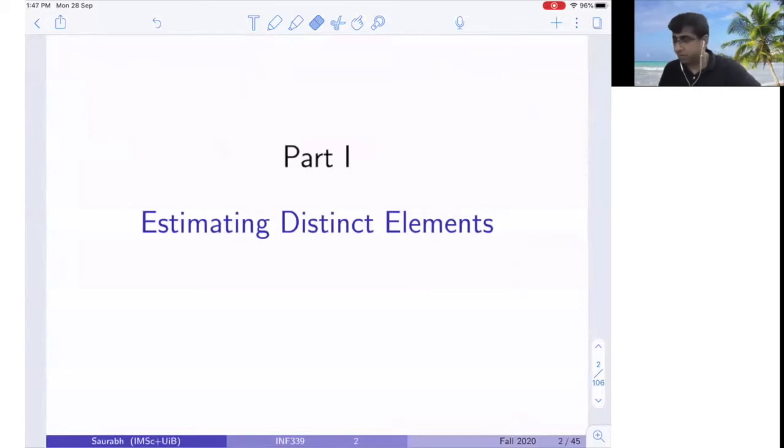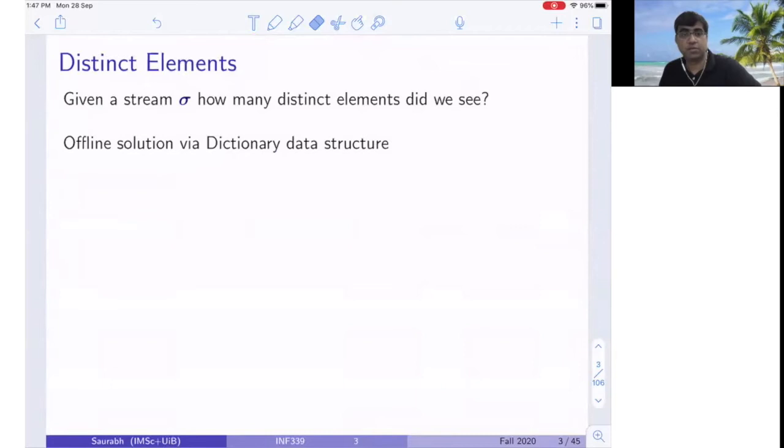So what is our question? We want to estimate distinct elements. You're given a stream, and we know that these numbers are coming from 1 to n, and we would like to know how many distinct elements we saw. And of course, there's an offline solution via a dictionary data structure, which we saw last time.